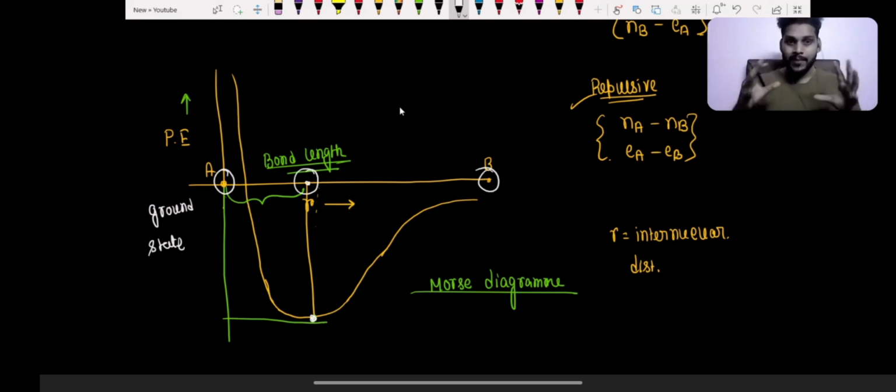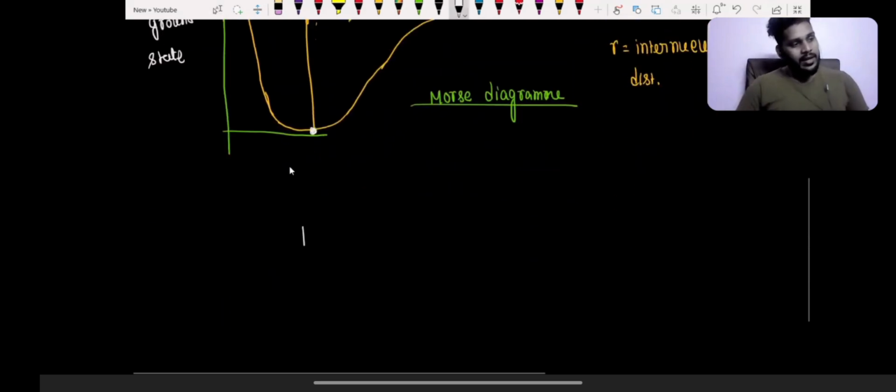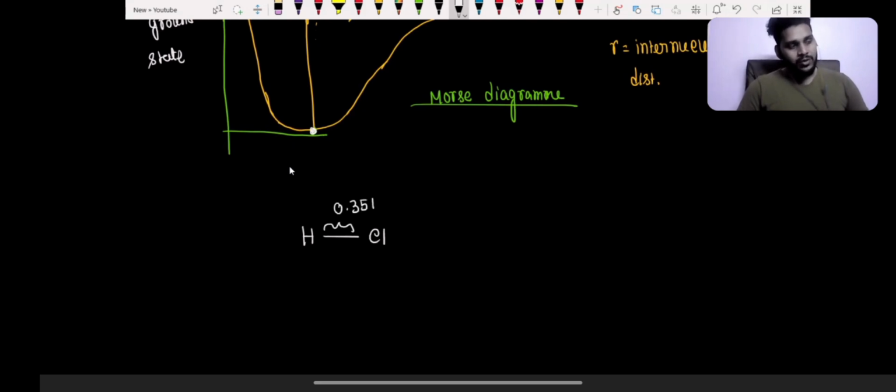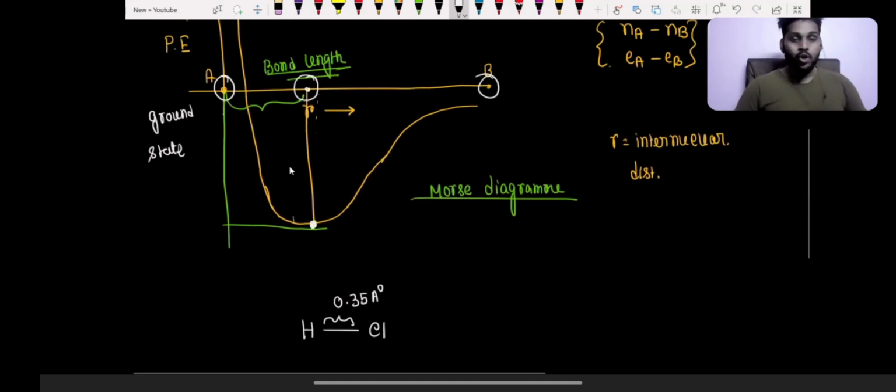are making a bond. Let's say I'm talking about HCl. Let's say HCl's bond length has been found to be 0.35 angstrom. That means at 0.35 angstrom, it is hitting the lowest of the potential energy, right? But guys, that is not actually true.